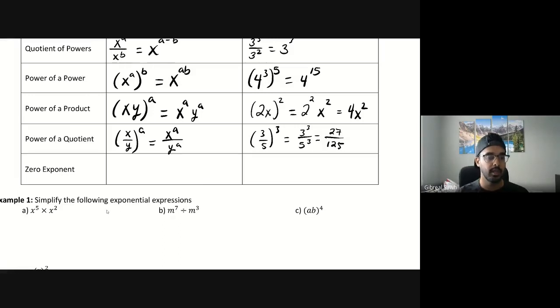Now our zero exponent is a really nice one. As long as you have some rational base to the power of 0, that entire expression just becomes 1. Okay, example's quite easy also. 2 to the power of 0, that's also 1.